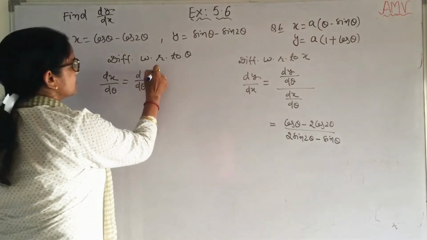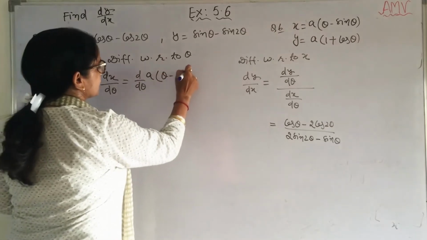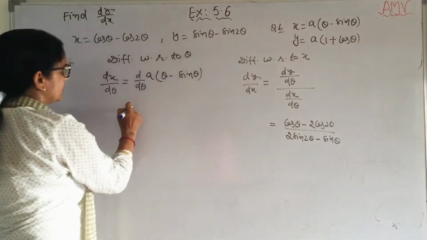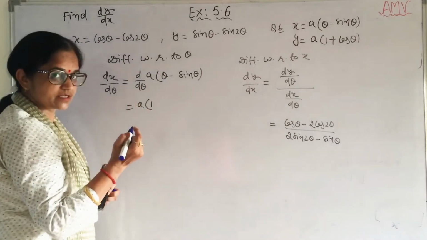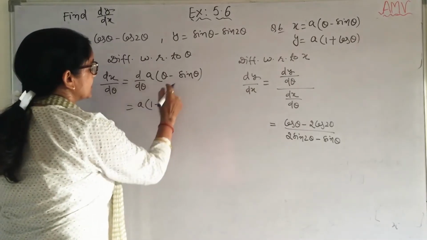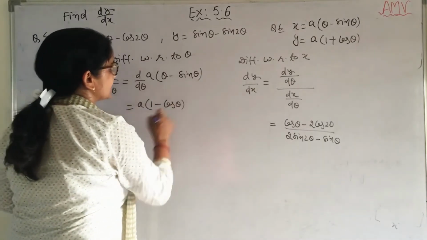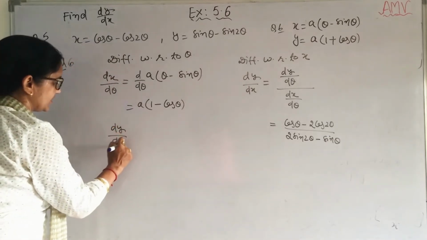Here it is a theta minus sin theta. Okay, so a is as it is. Derivative of theta is 1 since it is with respect to theta, and derivative of sin theta is cos theta. Okay, and now find dy by d theta.